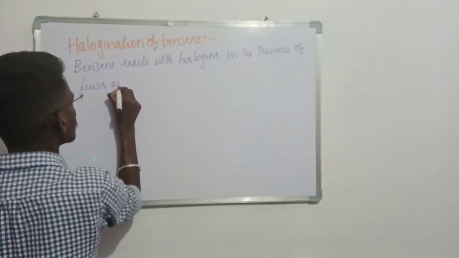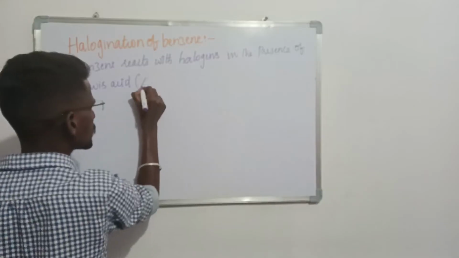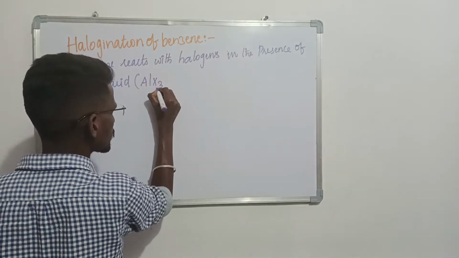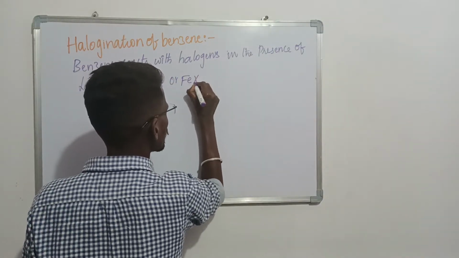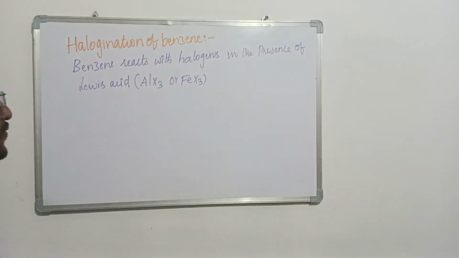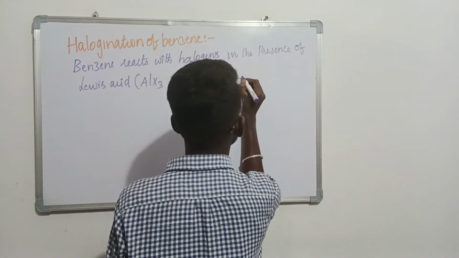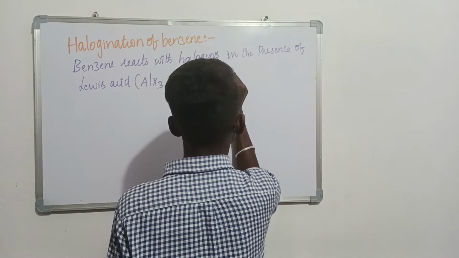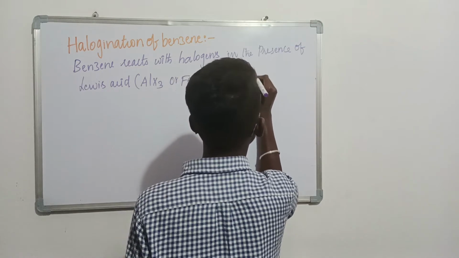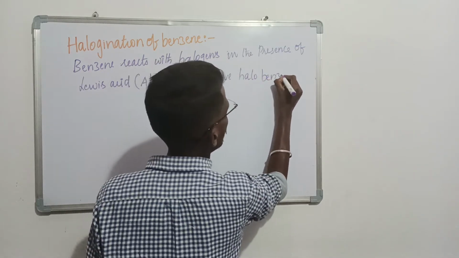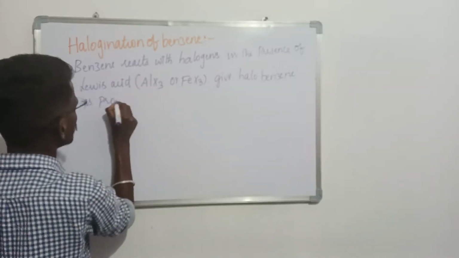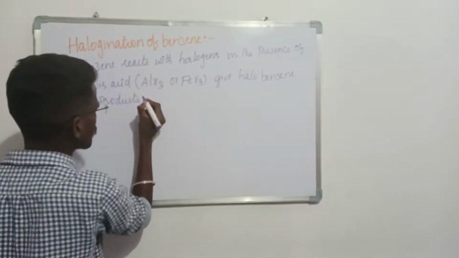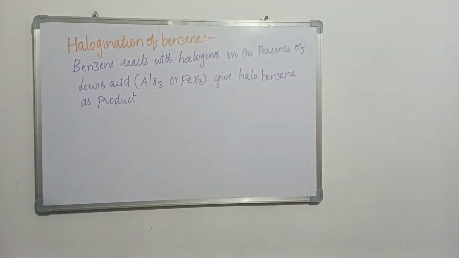What are Lewis acids? Either AlX3 or FeX3, which gives halobenzene as the product. Halobenzene as the product is known as halogenation of benzene.